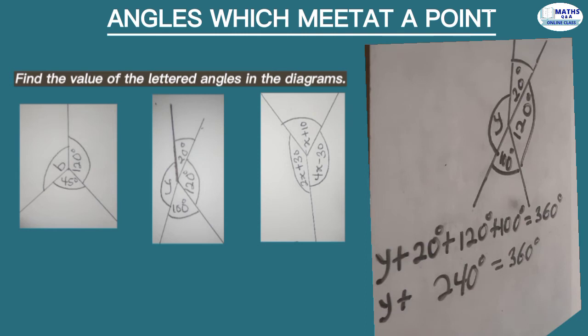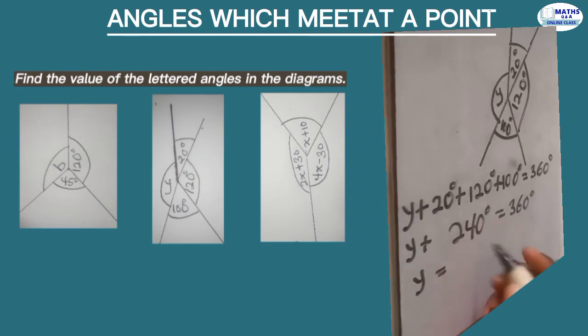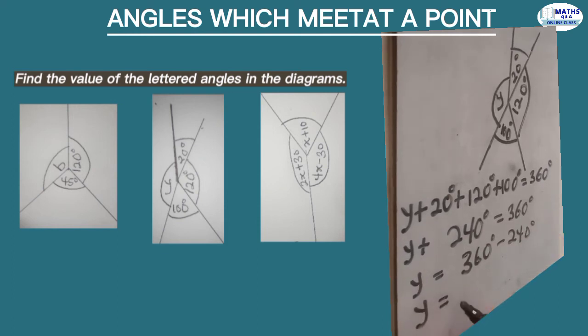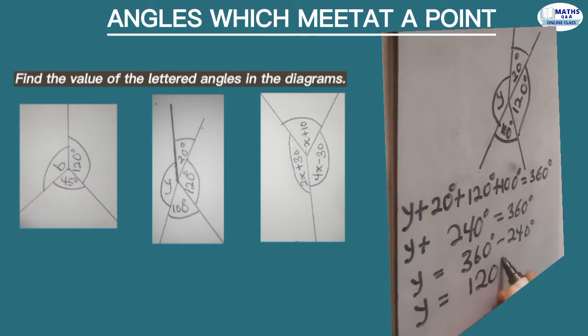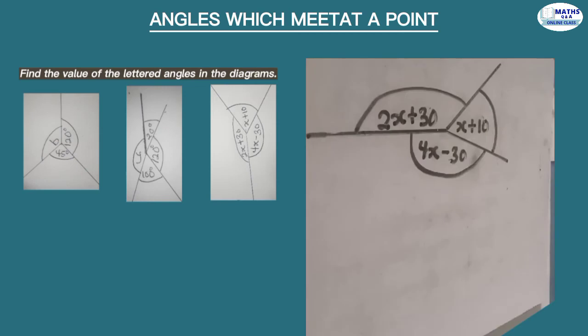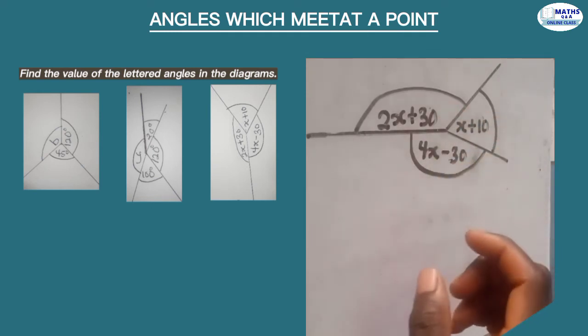Now we group like terms. We have Y equal to 360 degrees minus 240 degrees. Now the value for Y is what? 120 degrees. So you see that we get the value for Y here to be what? 120 degrees. Let's move on to the next question. We know that angles that meet at a point is equated to what? 360. So this plus that will give us what?